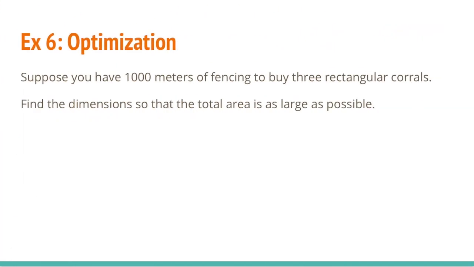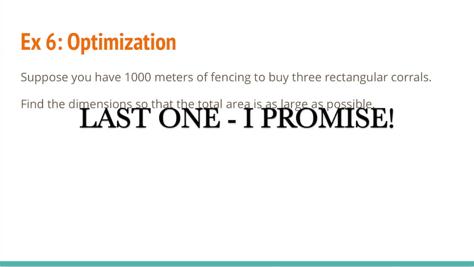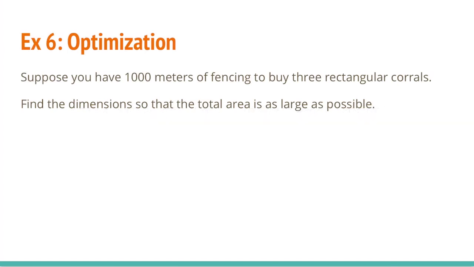Okay, let's do one more optimization problem because this one is kind of confusing in how they're wording it. So we need to get comfortable with drawing some examples. So suppose you have 1,000 meters of fencing to buy 3 rectangular corrals. Okay, I'm going to draw the picture like so.